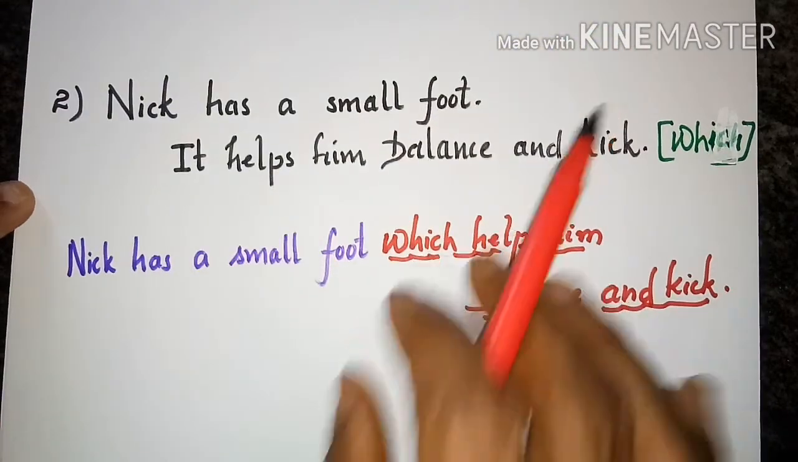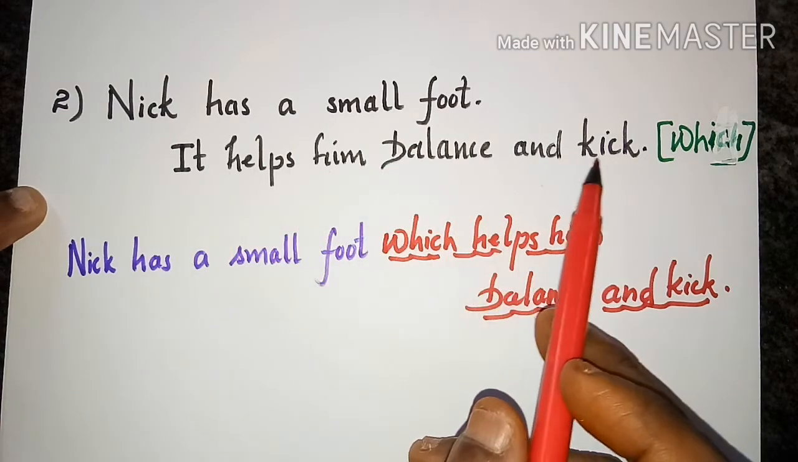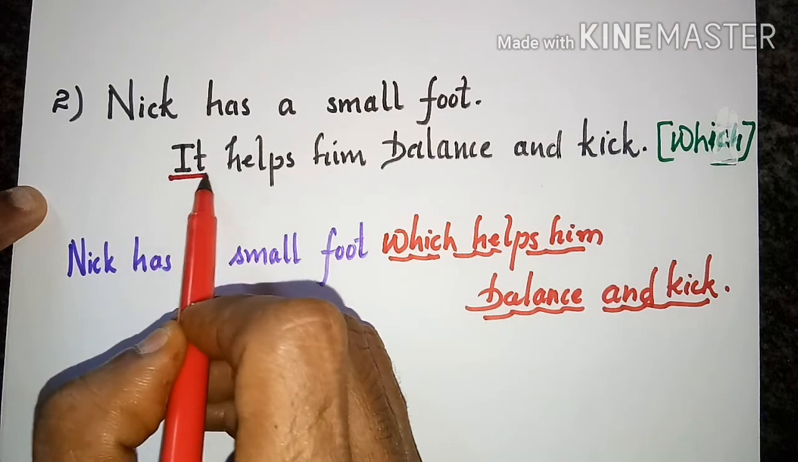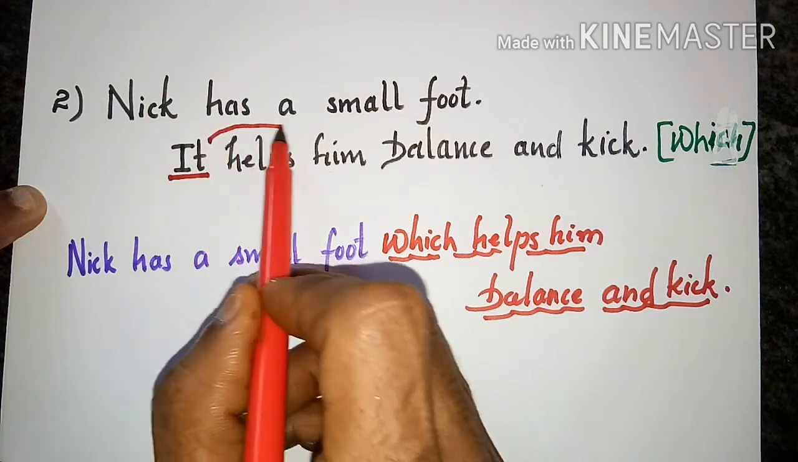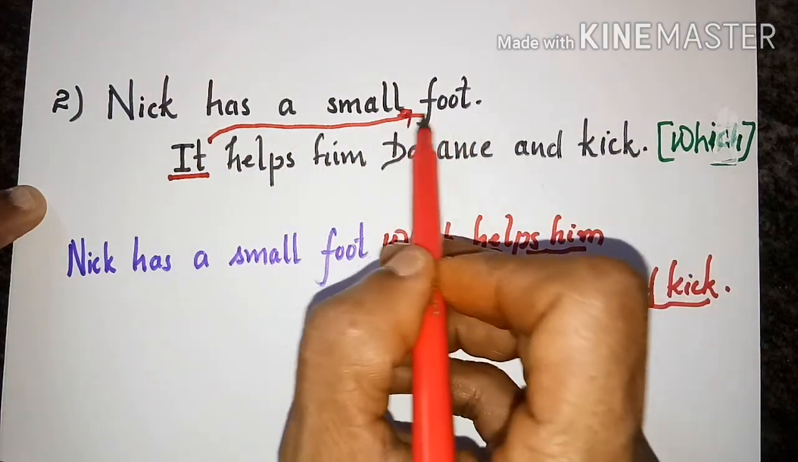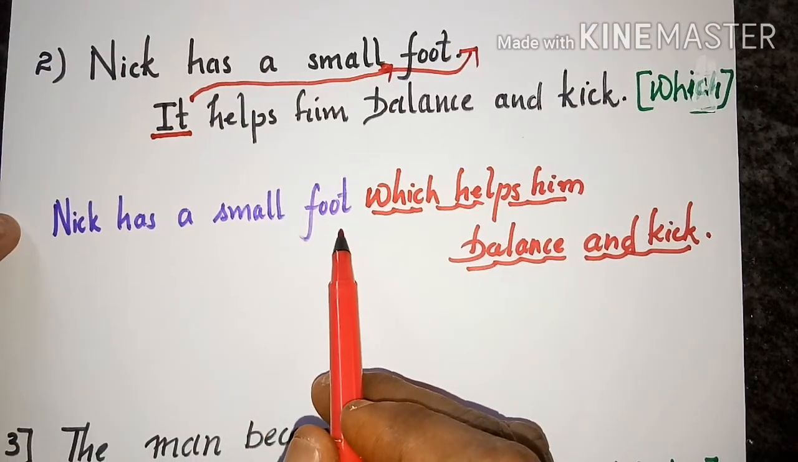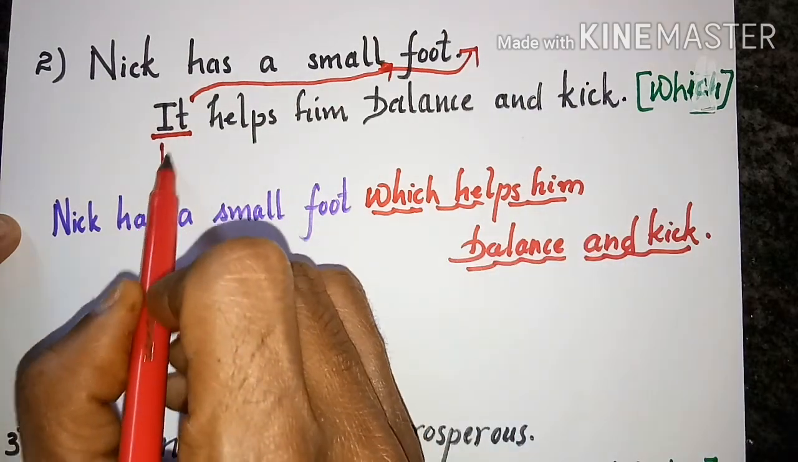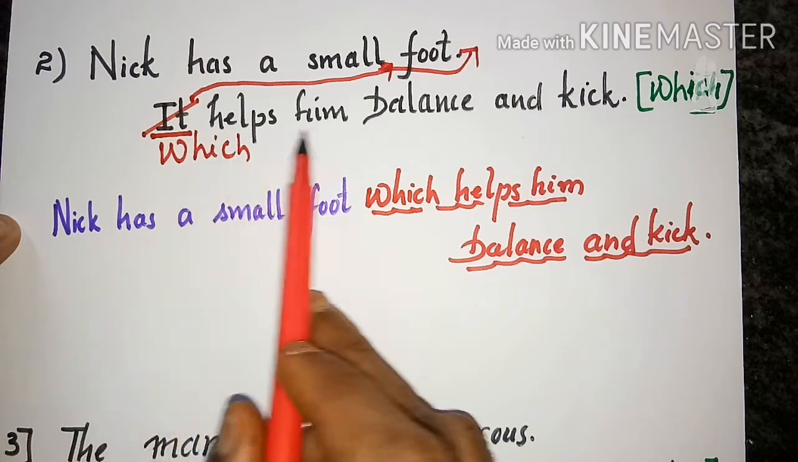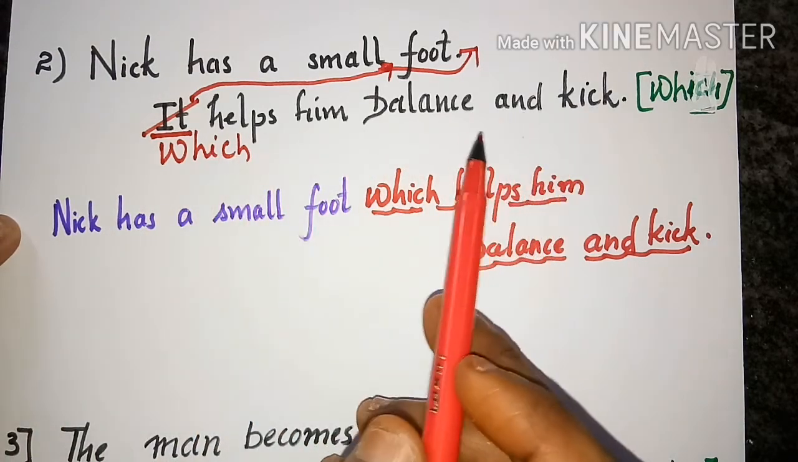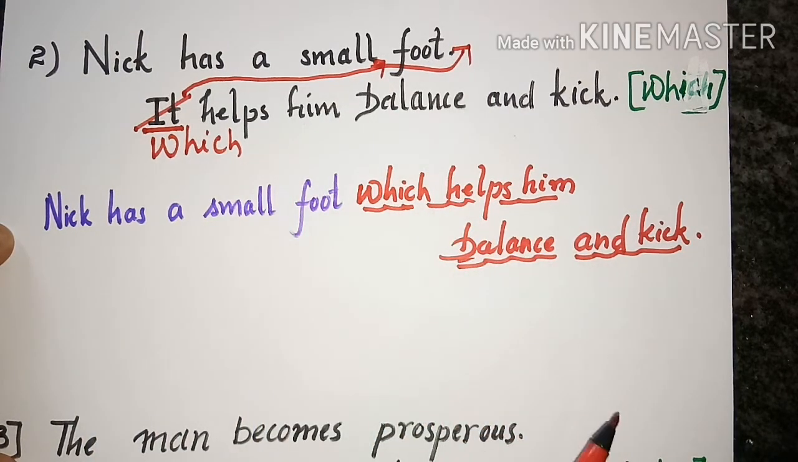Next comes the second one. Nick has a small foot. The second sentence is it helps him balance and kick. Now take this it. Where is the it in the first sentence? Nick is not it. So it refers to foot. Now this sentence has to be inserted here. Nick has a small foot. Now here the relative pronoun is which. Remove it and write which here, and which helps him balance and kick will be the defining relative clause. Nick has a small foot which helps him balance and kick.